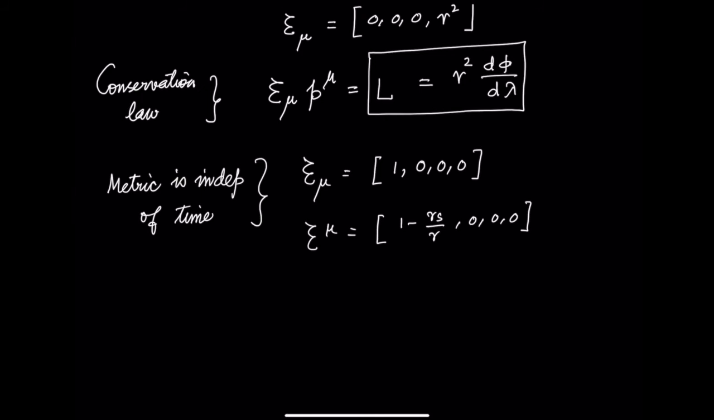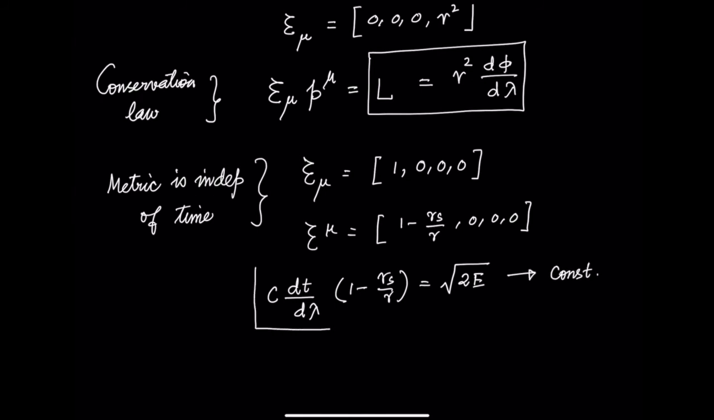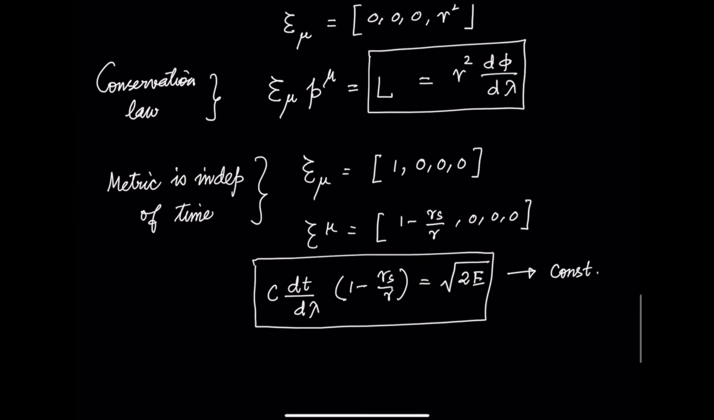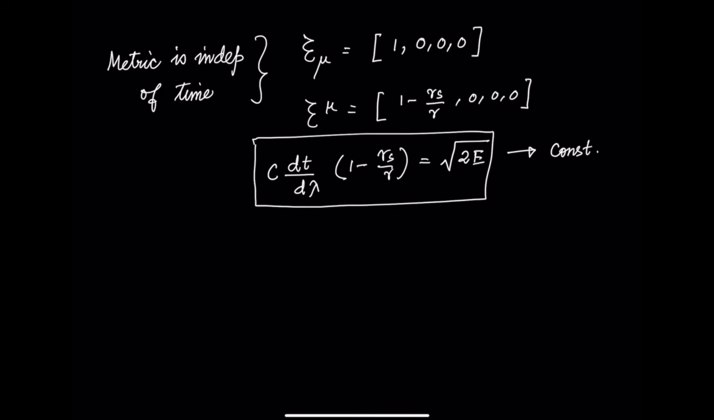So that's the p0 component, right? And how do I write that down? Well, this is c dt d lambda, the zeroth component of the velocity, times epsilon mu, which is 1 minus rs by r. This is conserved, so this I write as root over 2E. This is just another constant. So this is what I have from the conservation laws. I have set theta equals pi by 2. I have the geodesic equations. Now let us see what else we have.